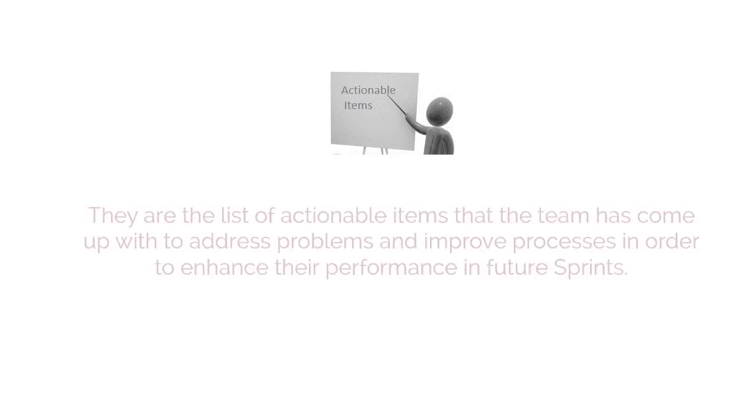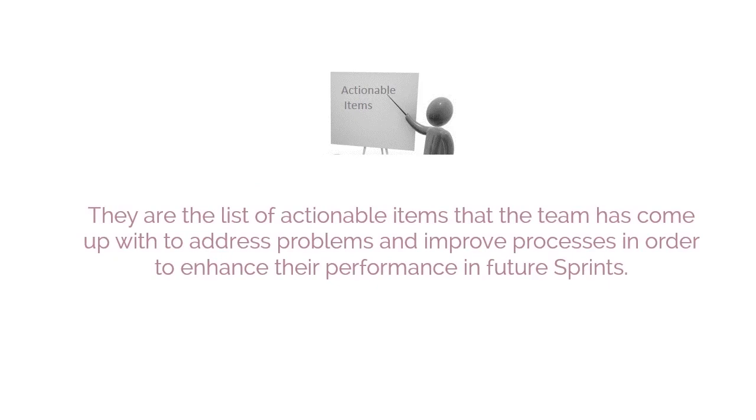So what do you think will be the output of this process, Retrospect Sprint? Well, agreed actionable improvements are the primary output of the Retrospect Sprint process. They are the list of actionable items that the team has come up with to address problems and improve processes in order to enhance their performance in future sprints.